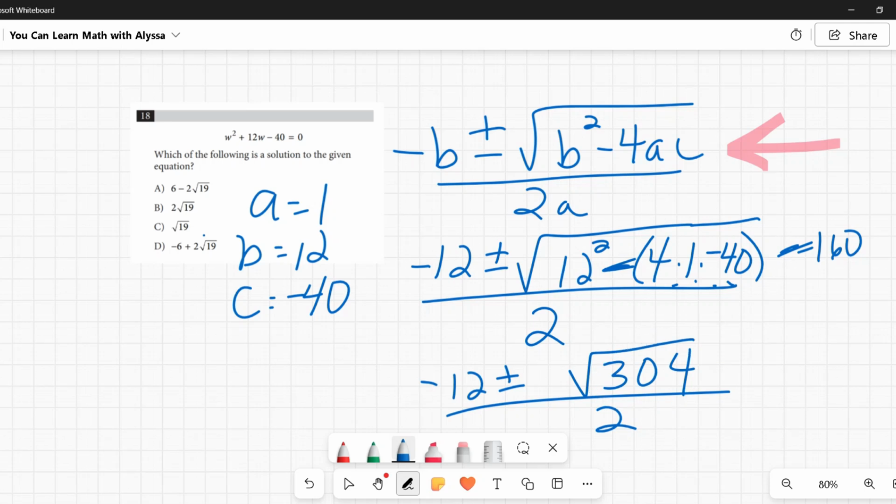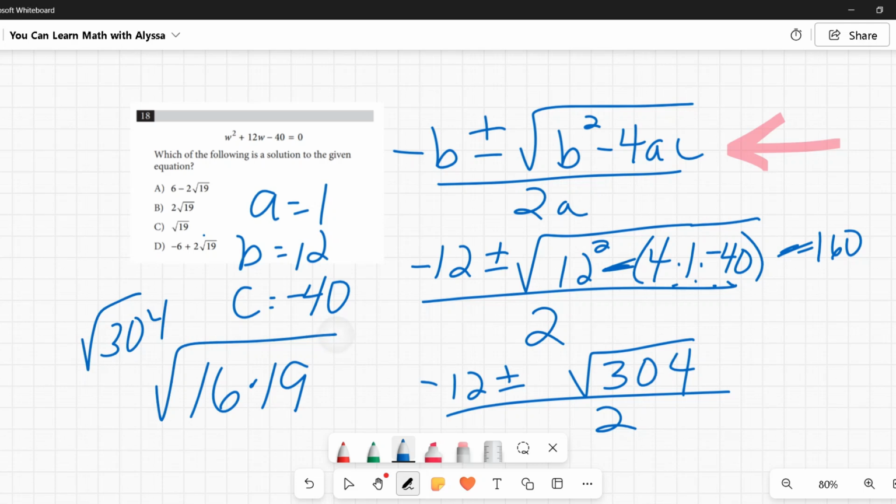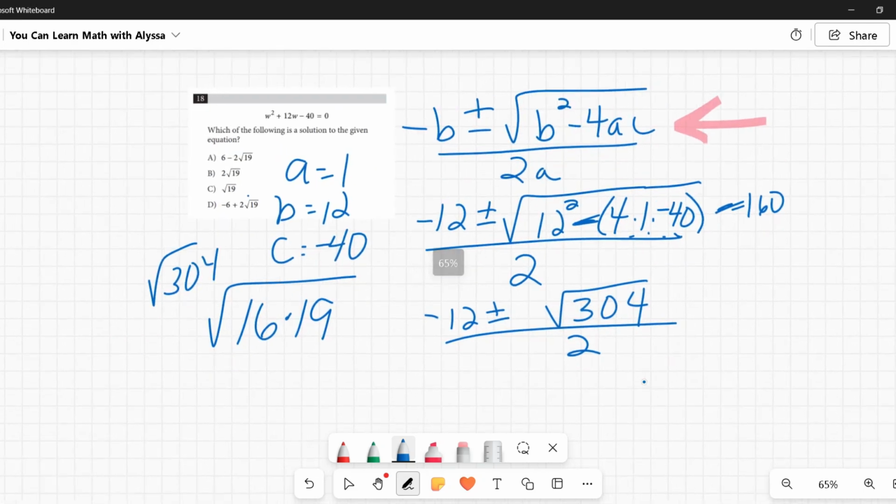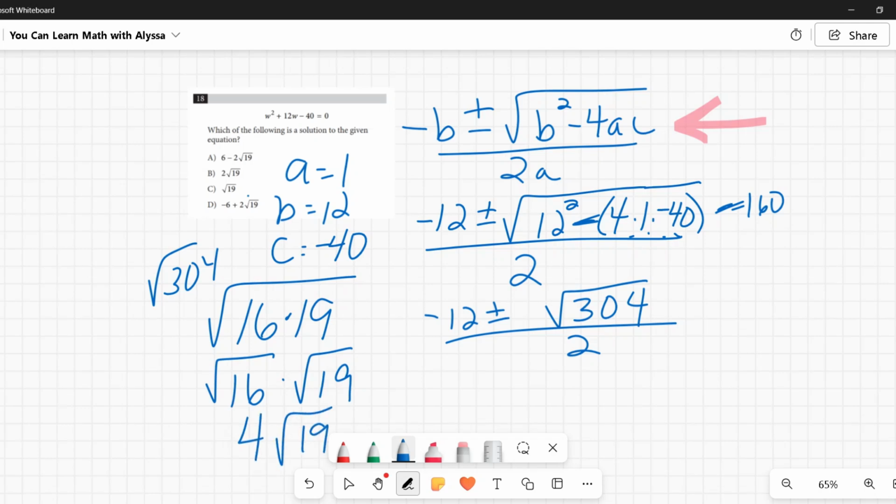And sure enough, when I do that, I find out that 304 is equal to 16 times 19. So when I have a square root, I can simplify it. Since the square root of 304 is the square root of 16 times 19, I can split that up into the square root of 16 times the square root of 19. The square root of 16 is 4, so it is 4 square root of 19. Okay, so now I can put that in there, 4 square root of 19.